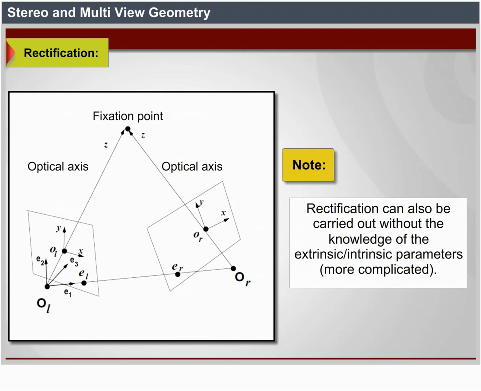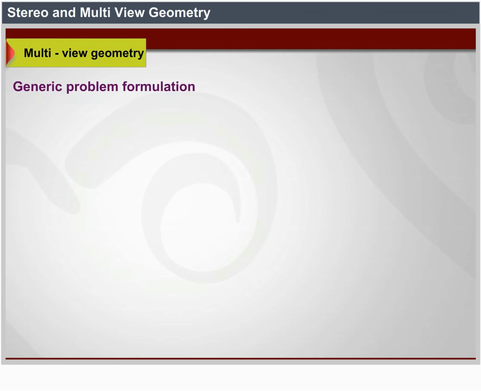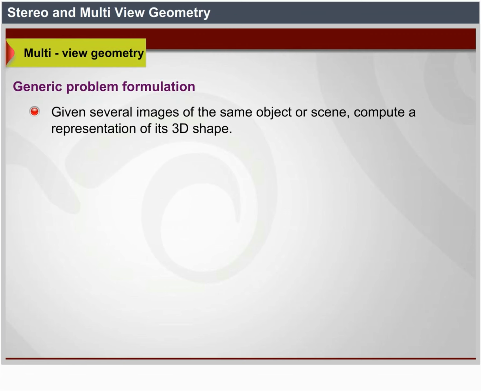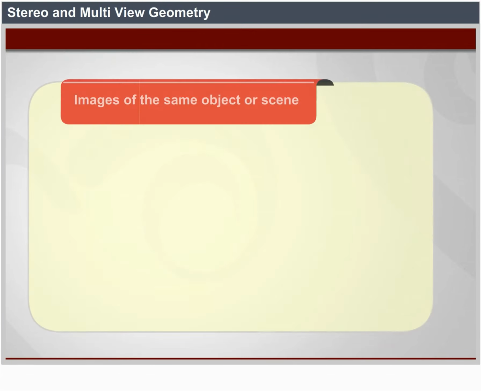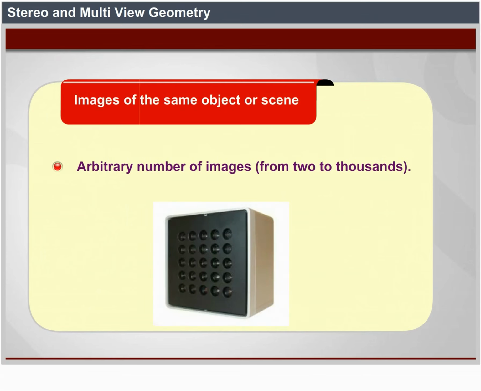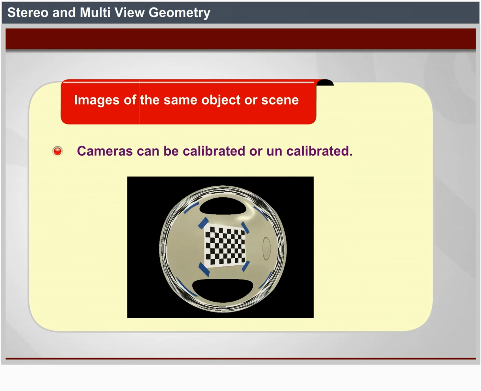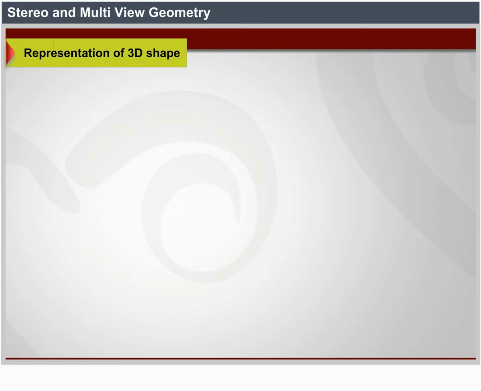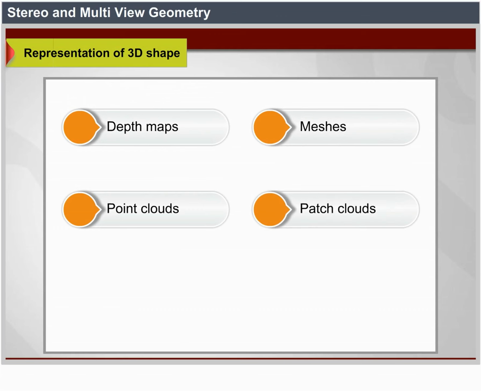Multi-view geometry. Generic problem formulation: given several images of the same object, compute a representation of its 3D shape. There can be an arbitrary number of images, from 2 to thousands, with arbitrary camera positions, isolated cameras or a video sequence. Cameras can be calibrated or uncalibrated. Representations of 3D shape include depth maps, meshes, point clouds, patch clouds, volumetric models, and layered models.